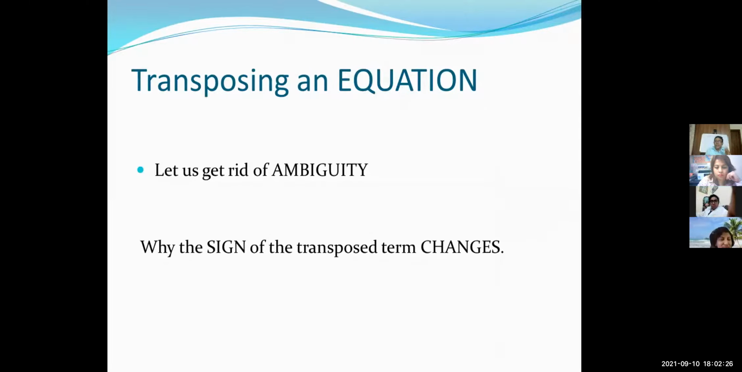In transposing an equation, students have a lot of ambiguity. The task of getting rid of this ambiguity lies with the teacher. Many times, while transposing a term from LHS to RHS, why is the sign changed? Why does plus x in the LHS become minus x in the RHS? Or minus x in the LHS become plus x in the RHS? Few people have clarity. It is the most important task of a mathematics teacher to get rid of this ambiguity of transposing terms from LHS to RHS or RHS to LHS.